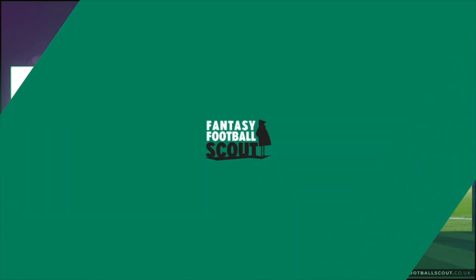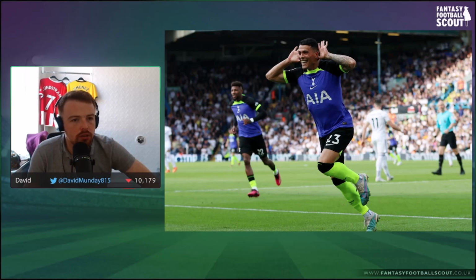Today we are going to be looking at some key dates for the new FPL season. Now the first thing that fantasy managers obviously need to be aware of when we prepare for the new campaign is of course the new transfer window, which this year opens on Wednesday the 14th of June.